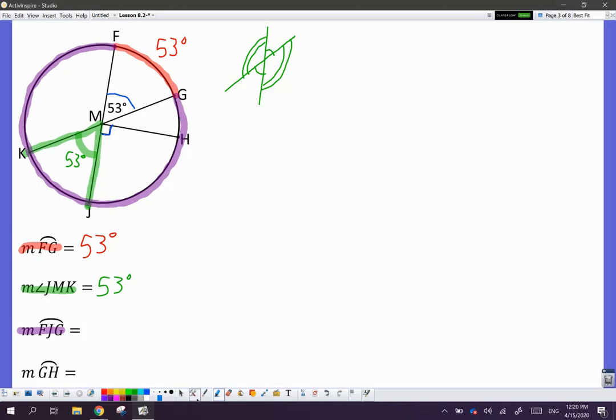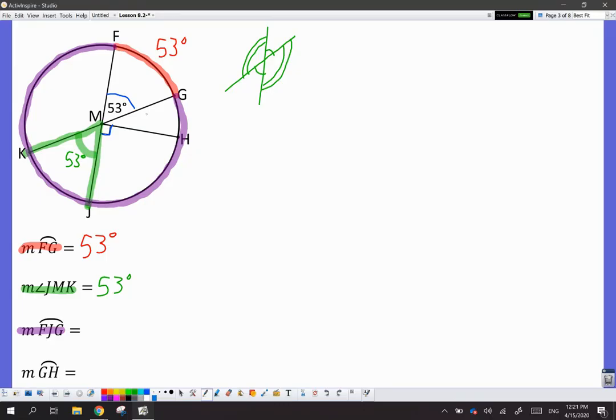Now I need to find its measure. There's 2 ways that you can find the measure of a major arc like this. One way is to take the measure of the central angles that form that same arc, all the pieces, and add them together. So the measure of this angle plus this angle plus this angle plus this angle, or the measure of this arc plus this arc plus this arc plus this arc. But the problem with that is that I don't know some of these arcs. I don't know what this one is. I don't know what this one is either. So I can't use that method.